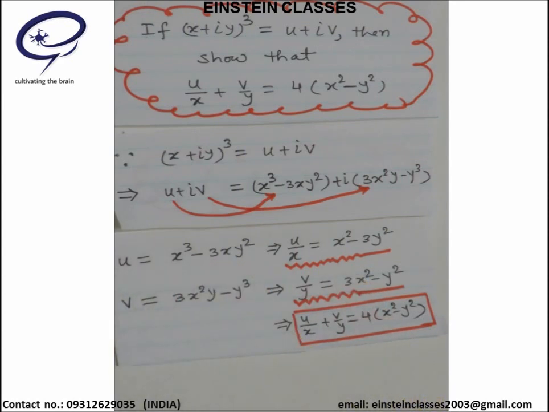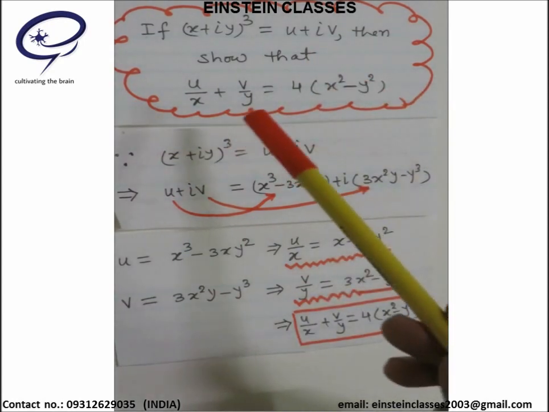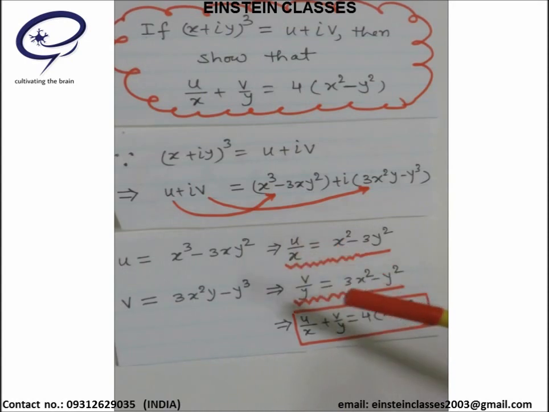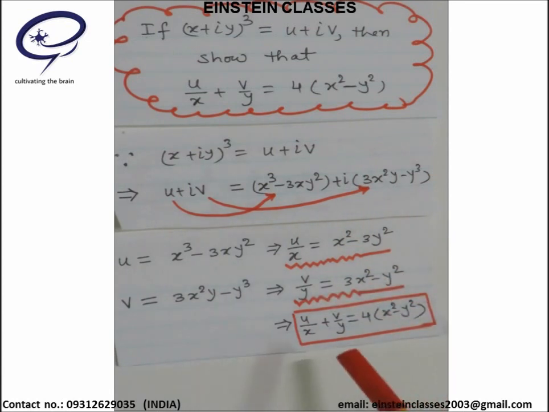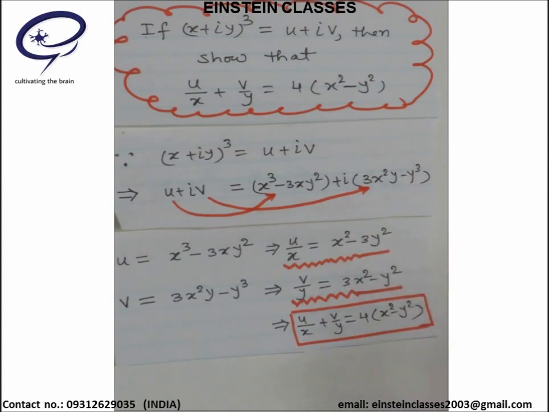u equals x^3 - 3xy^2. Divide both sides by x. You will get u/x equals x^2 - 3y^2. v equals 3x^2 y - y^3. Divide both sides by y. We will get v/y equals 3x^2 - y^2. Now, according to the problem, we have to add u/x and v/y. Hence, by the addition of these two, we get u/x + v/y equal to 4x^2 - 4y^2. And hence, we can write u/x + v/y equals 4(x^2 - y^2). This is the way to solve this problem.